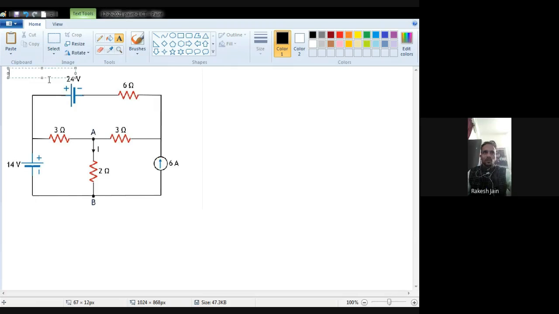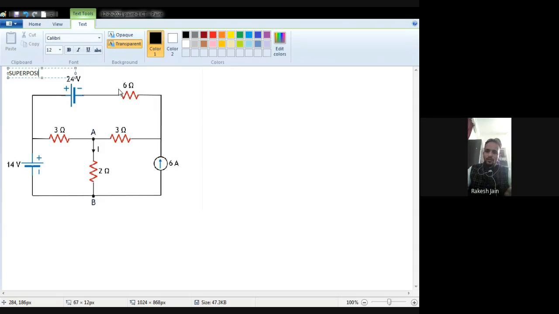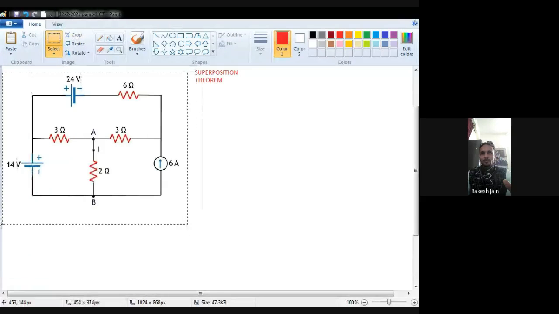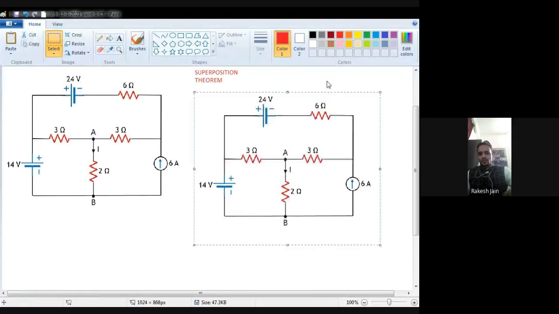So this is my question. We have to solve this question. We have to find out the current I, which is given in the question, in branch AB with the help of superposition theorem. So I write down the name of the topic once again: superposition theorem.